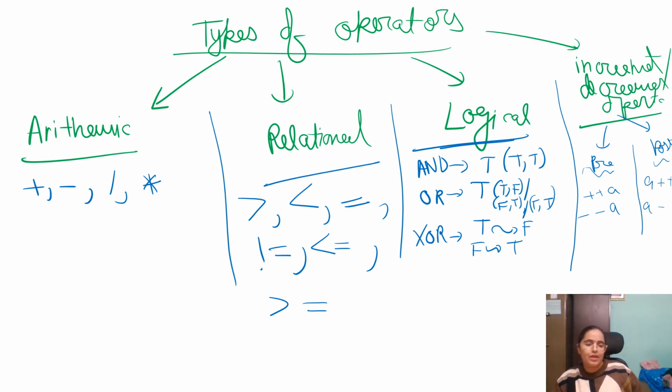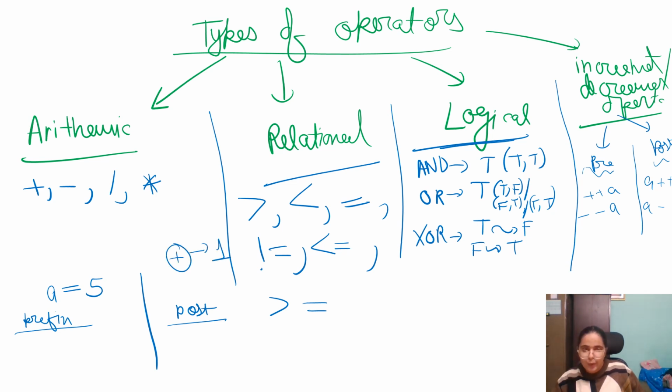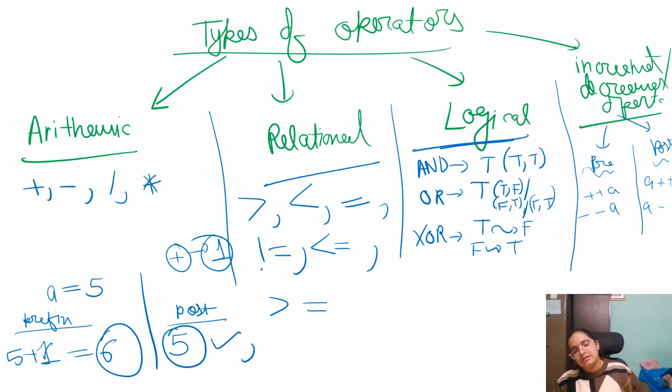So supposing I have a is equal to 5. If I'm doing it in prefix and if I'm doing it in postfix, my first output in prefix will be plus plus, so it is incremented by 1. So in prefix it will be 5 plus 1, 6. So my first output in my prefix will be 6. But if I'm doing it in my postfix, it will be 5 first, then 6.